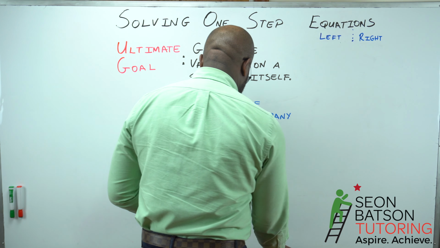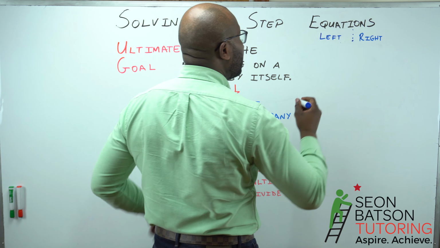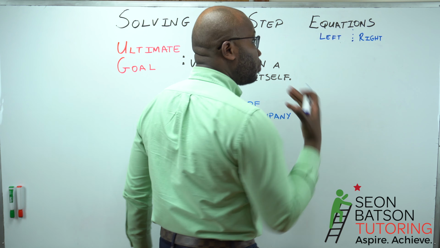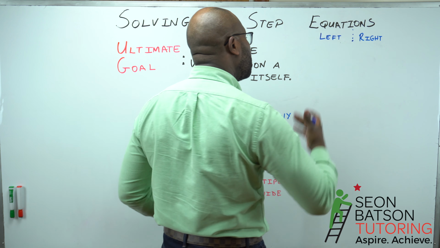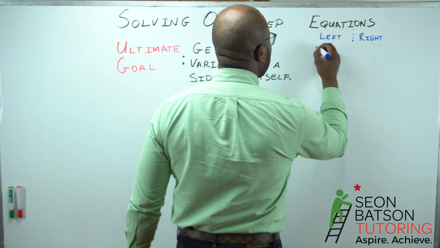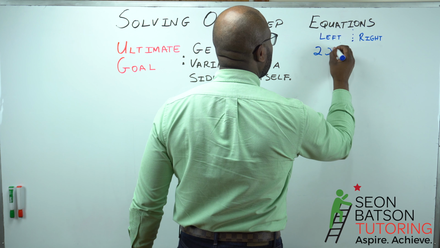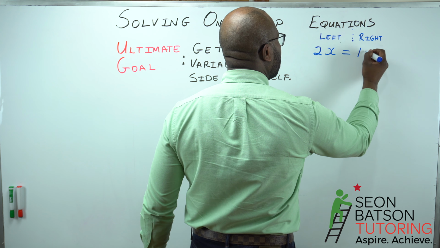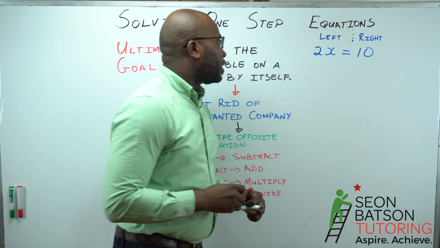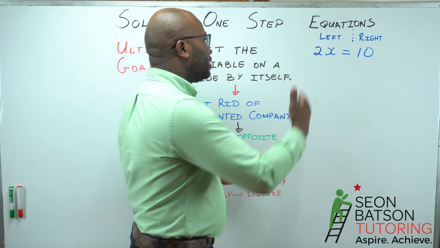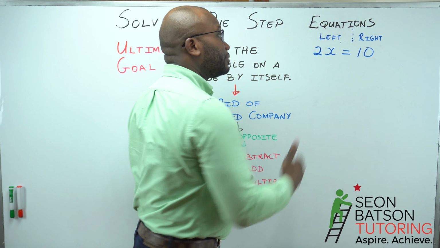Very simple process, very fun process, very important concept. 6th grade, 7th grade. Once you're going to be doing algebra, you must master how to work with equations, or how to solve equations. All right, look at this one right here. This example, we have 2x is equal to 10.